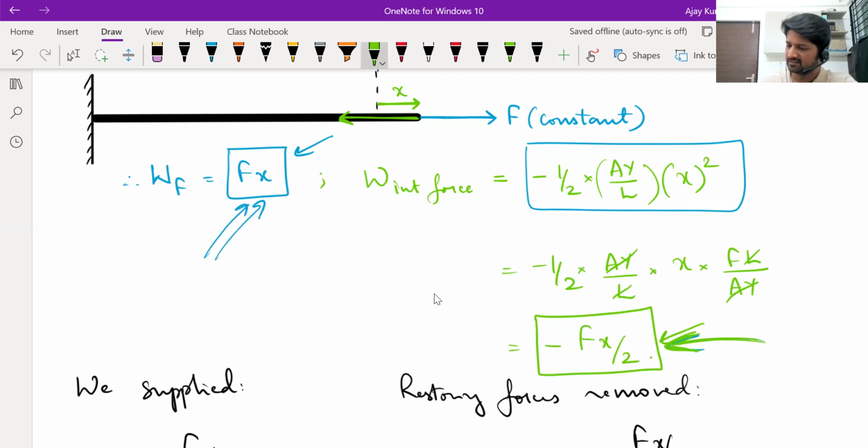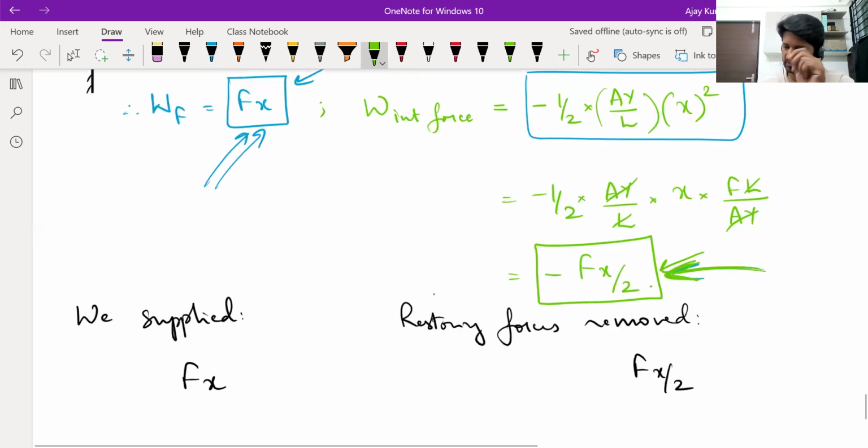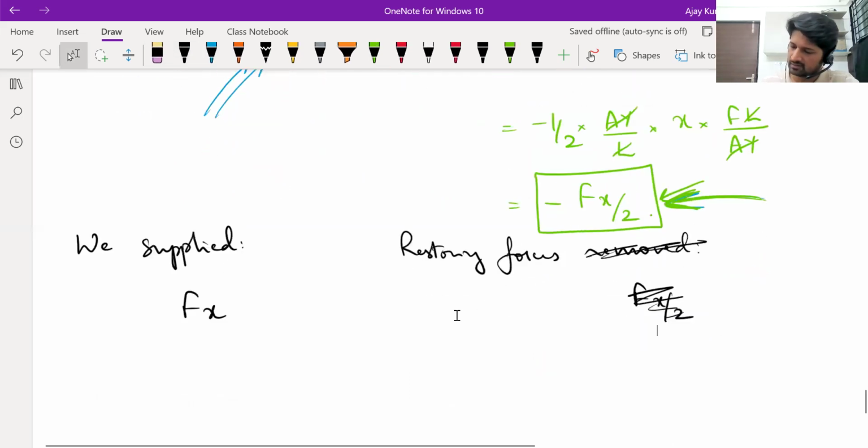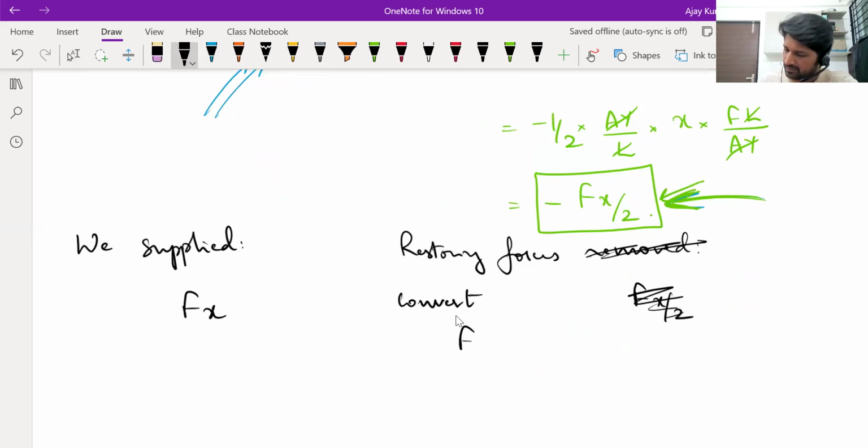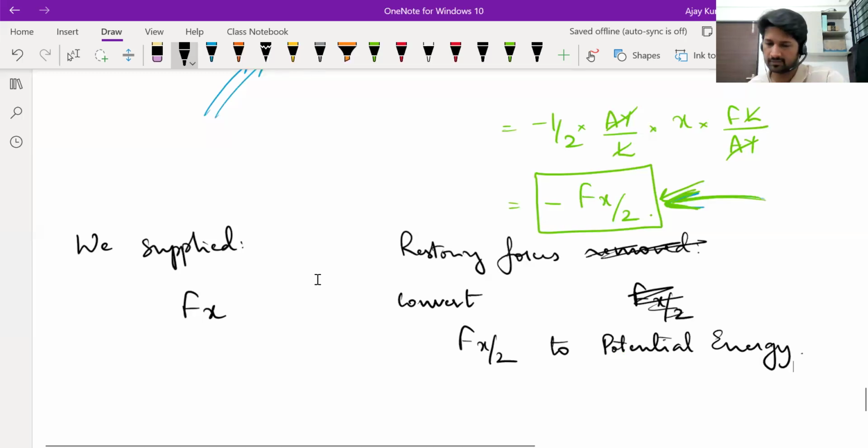Fine. Maybe I should not have used this term removed. I should have said restoring forces convert Fx by 2, half of the given energy, to potential energy. Where is the remaining half going?